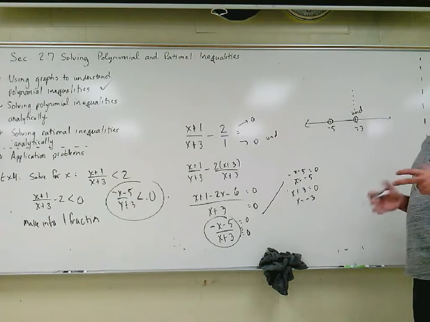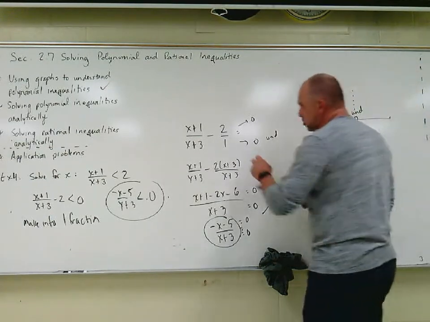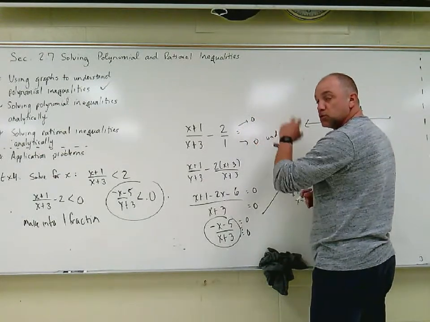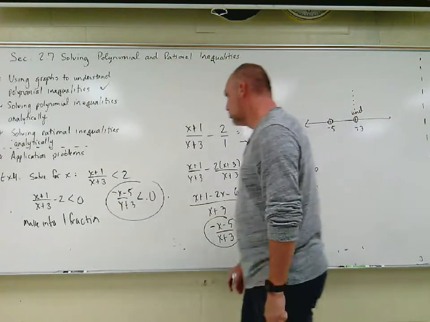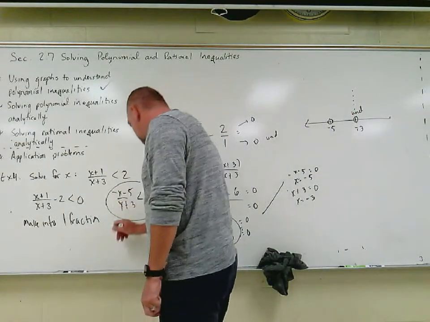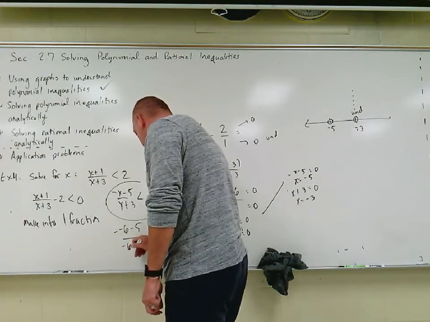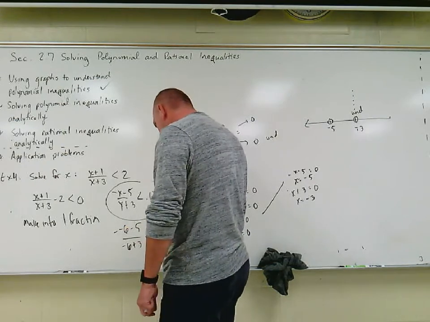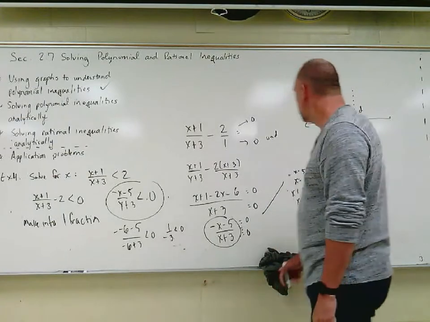Yeah, so everybody understands the process is the same. The only thing that's different is you're going to set the top and the bottom to 0 of your one fraction. And those are your boundary points, okay? All right, so negative 6, so let's see, it would be negative 6 minus 5 over negative 6 plus 3. Is that less than 0? I got 1 over negative 3 is less than 0. So that's true.